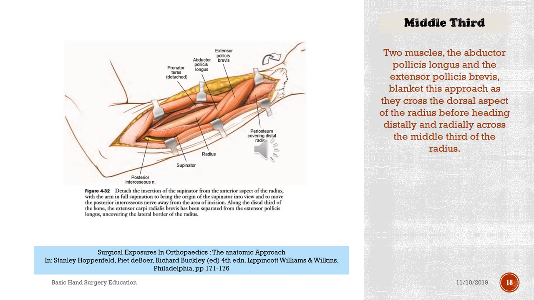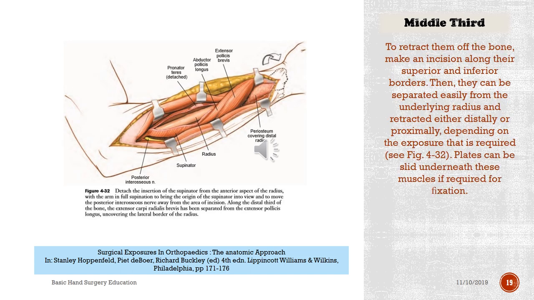Exposing the middle third: two muscles, the abductor pollicis longus and the extensor pollicis brevis, blanket this approach as they cross the dorsal aspect of the radius before heading distally and radially across the middle third of the radius. To retract them off the bone, make an incision along their superior and inferior borders. Then they can be separated easily from the underlying radius and retracted either distally or proximally, depending on the exposure that is required. Plates can be slid underneath these muscles if required for fixation.